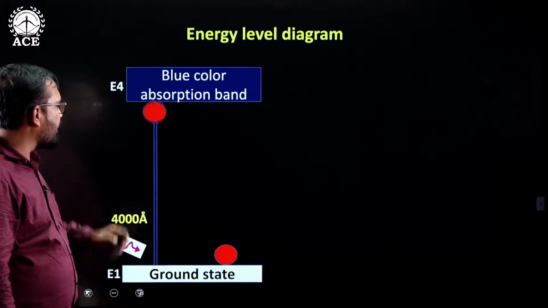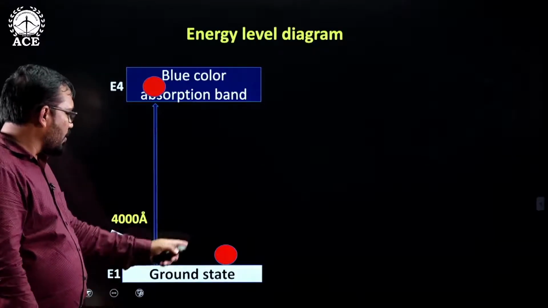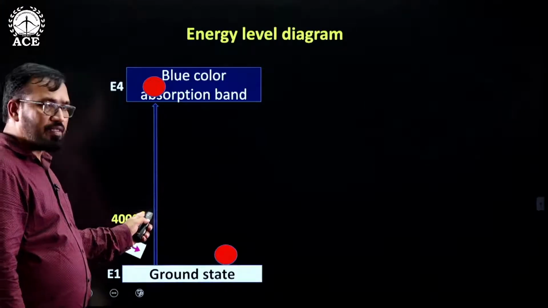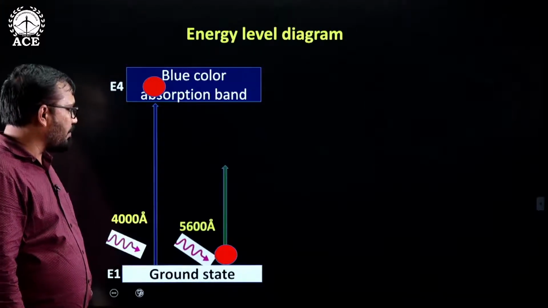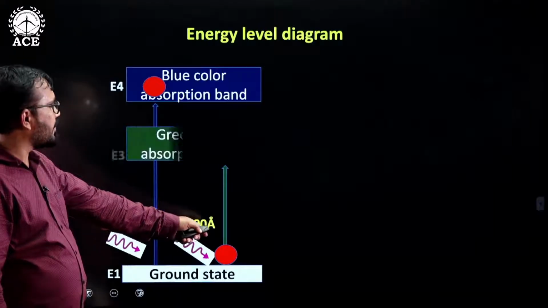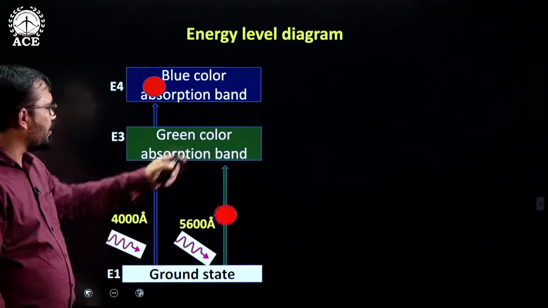So this atom is moving like this. Next, this atom is there. So this is blue color wavelength light. Next, green color wavelength light is falling on the atom. It is excited to the green color band.